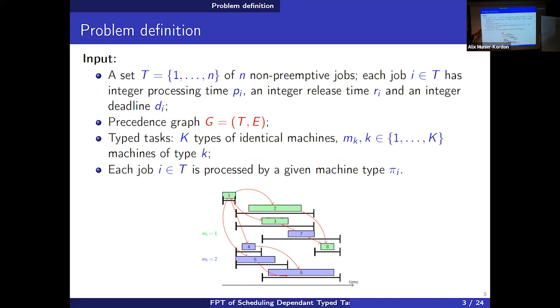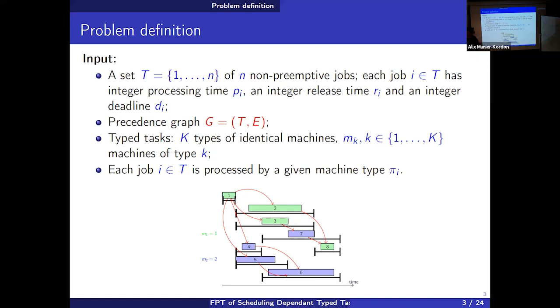And here, as resource limitation, the most general kind of resource we consider is what we call typed tasks. Typed tasks means that the processors are divided into classes. So we have k classes of processors. Each class of processors has a certain number of identical machines, which is also fixed. And each job has to be processed by a given machine type.